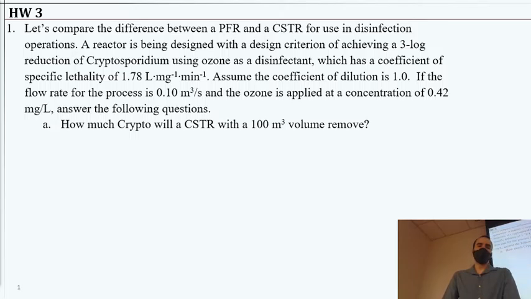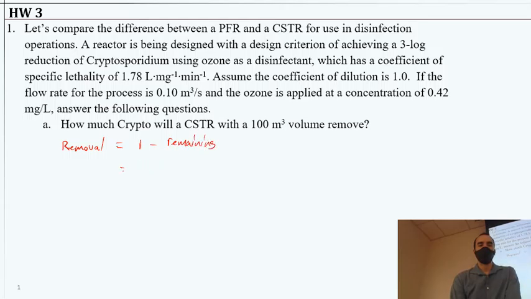So the target is a 3-log reduction, but we're not necessarily there to start with, is kind of the implication here. We're designing it that way, and we're going to test 2 different cases, the CSTR and the plug flow reactor, to see how close we get. So part A asks, how much crypto will a CSTR with a 100 cubic meter volume remove? Essentially what we're looking for is the removal percent, which is going to be 1 minus the remaining, if we're talking about fractions.